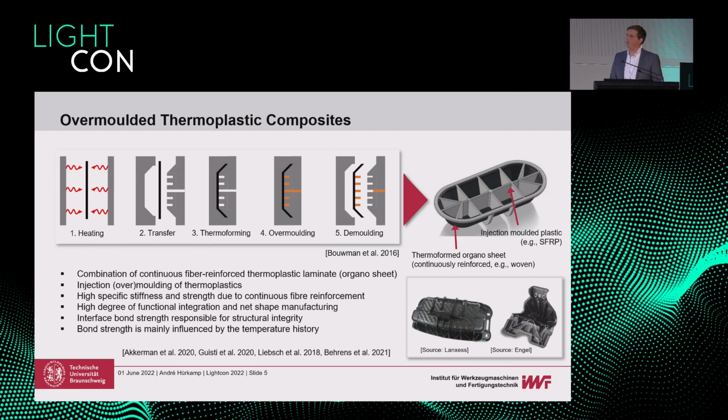But what is very decisive here for our structural integrity at the end is the bond strength between the two components, the organosheet and the injected mold. And this bond strength is mainly, not only, but mainly influenced by the temperature history during the process. And this is what we would like to analyze.